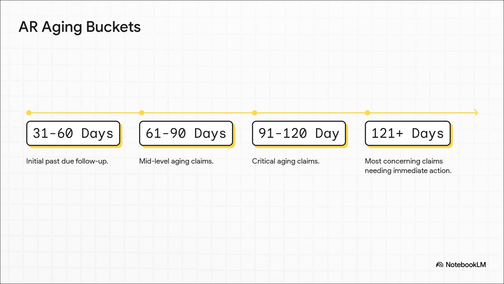Now, timing is everything here. While the first 0 to 30 days are just considered standard processing time, the second a claim crosses that 30-day line into the 31 to 60-day bucket, it demands immediate action. You see, collectability severely decreases as a claim ages, as it drags on through the 61 to 90, 91 to 120, and especially that critical 121-plus day bucket, getting paid gets exponentially harder. Monitoring these standard aging buckets has to become your most vital daily habit.